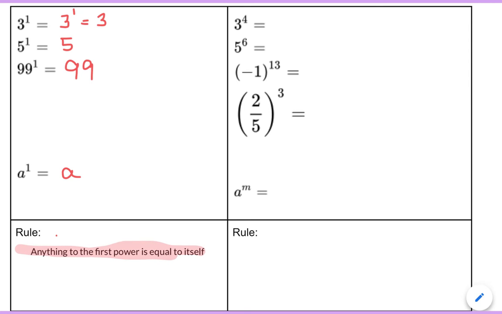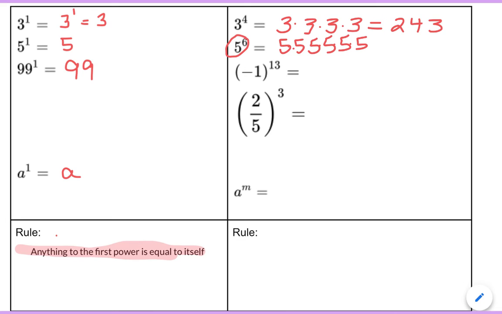Our second rule deals with the definition of our exponents. So 3 to the fourth would mean 3 times 3 times 3 times 3. And again, if the numbers are small enough, we can write that out. I believe that's 243. 5 to the 6 would be 5 times itself 6 times. Now, I don't know what 5 to the 6 is off the top of my head. If you want to do that on a calculator, that's great. But we can express 5 to the 6 as 5 to the 6.